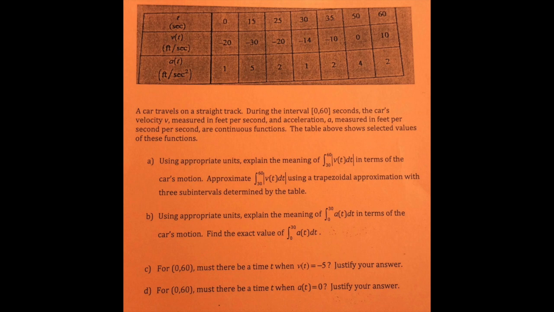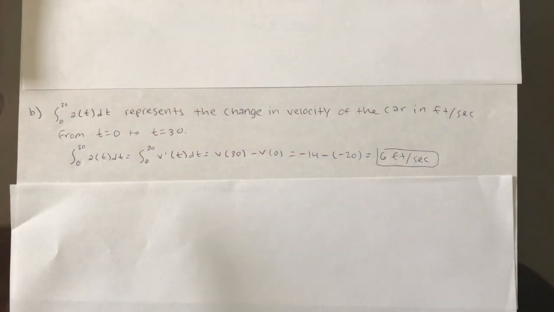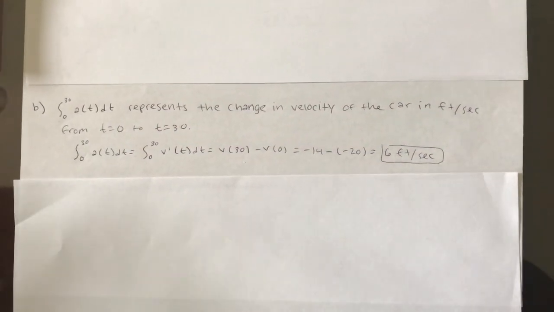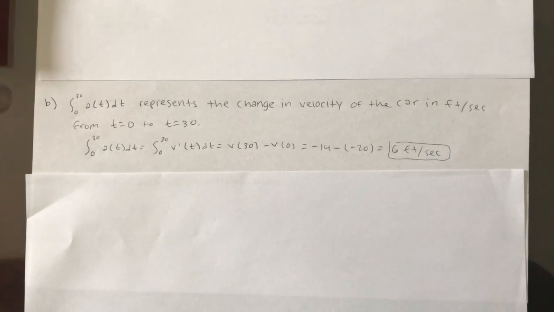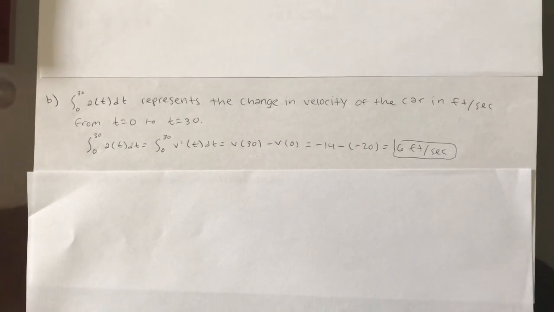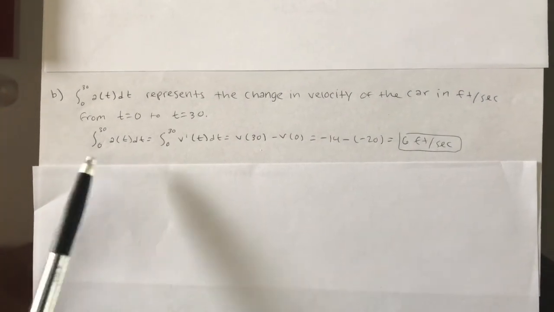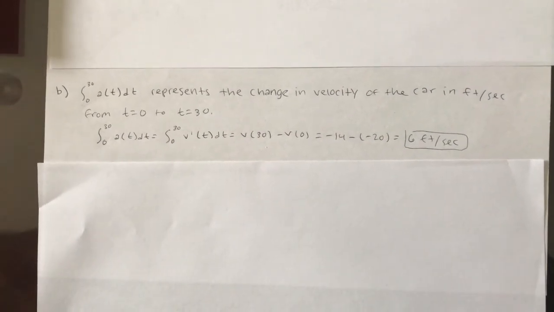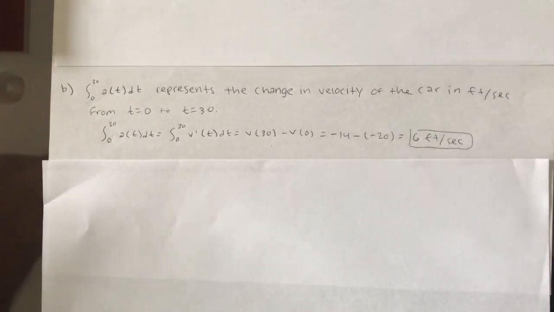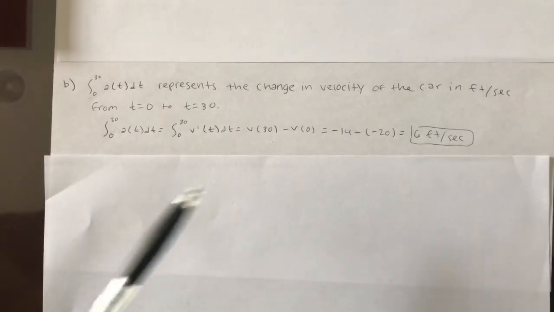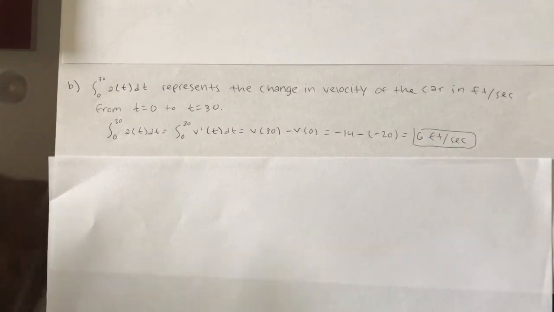B. Using appropriate units, explain the meaning of the integral from 0 to 30 of acceleration in terms of the car's motion. Find the exact value. So the integral from 0 to 30 of a(t) represents the change in velocity of the car in feet per second from t equals 0 to t equals 30. So the integral from 0 to 30 of a(t) equals the integral from 0 to 30 of v prime. And to find this, you do v of 30 minus v of 0, which results in 6 feet per second.